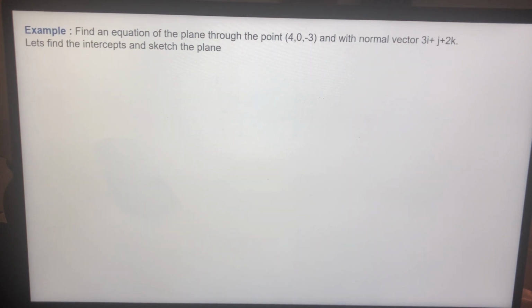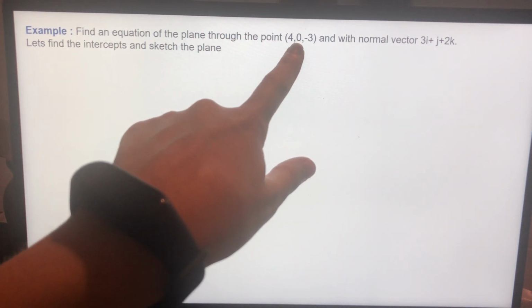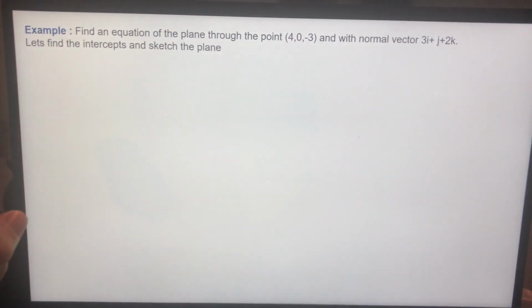So let's do an example. Find an equation of the plane through the point that is given and normal vector is given. So we have what we need, so it's easy to find that. And it says that let's find the intercepts and sketch the plane.